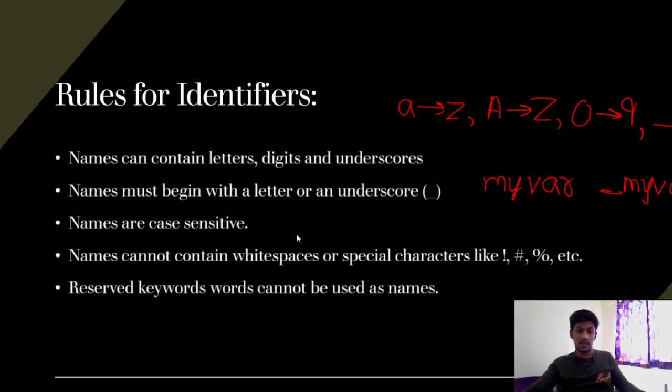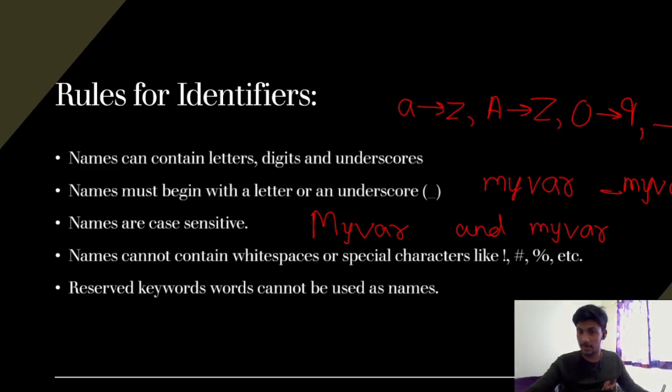Names are case sensitive. So my variable and my variable, these both names are different, these both identifiers are different. They are not the same. It is case sensitive. C is a case sensitive language. Names cannot contain white spaces or special characters like this. We can't keep white spaces in our name, like my variable. This can't be an identifier, for any variable or any function.